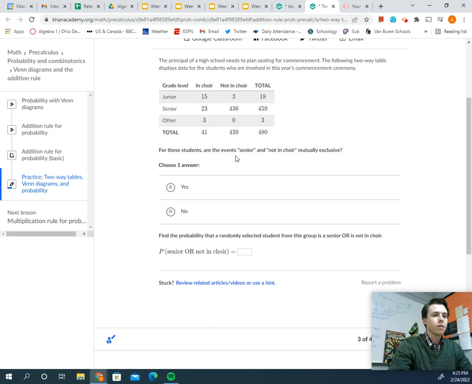For these students, are the events senior and not in choir mutually exclusive? So let's back up a second. What does mutually exclusive mean? Well, another word for that is disjoint. That can be helpful to remember because we think, the joints in your body are what unify stuff, in my very limited understanding of biology, or anatomy, I should say. So if you think of joint as in your joints join stuff together, then disjoint you can think not together.